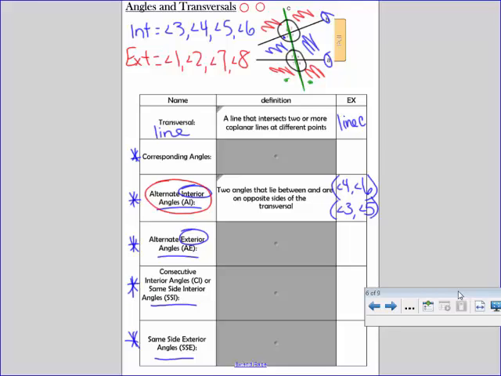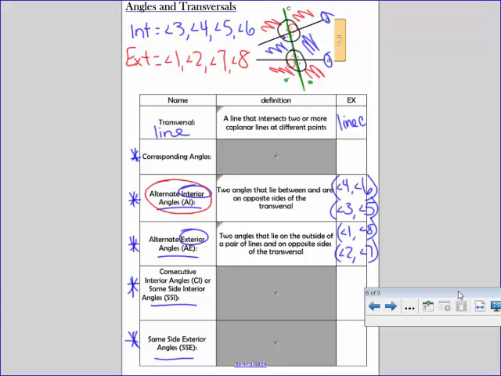Let's move on to alternate exterior. It's the same idea, except they're now on the exterior, the outside of the two lines, and they're on opposite sides of the transversal. Let's take a look. Angle 1 has an alternate exterior pair in angle 8. They're on opposite sides of the transversal, and they're on the exterior. The other pair would be angle 2 and angle 7. Looking at this here, angle 2 and angle 7 in the red are on opposite sides of the green line, and they're both on the outside.